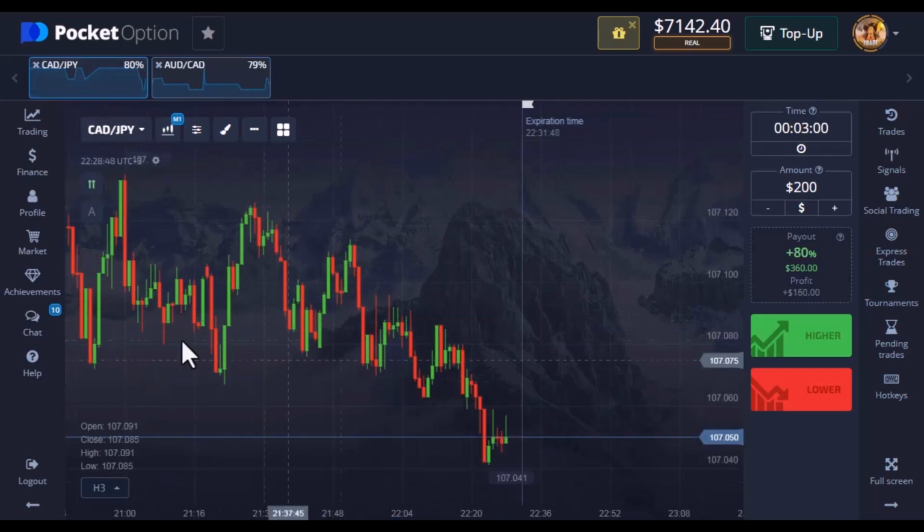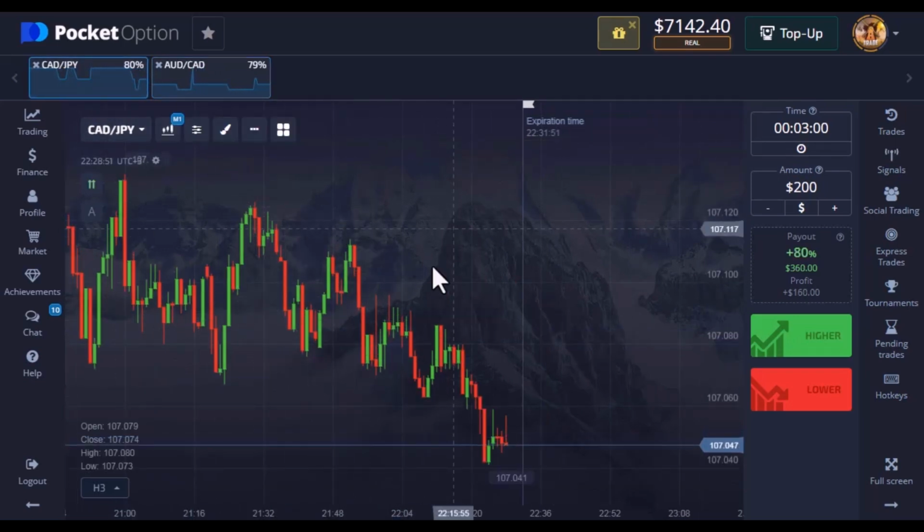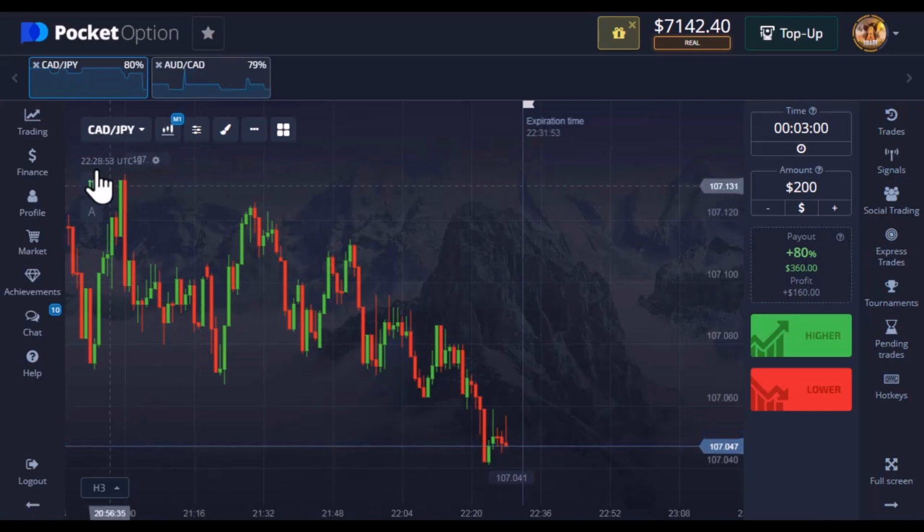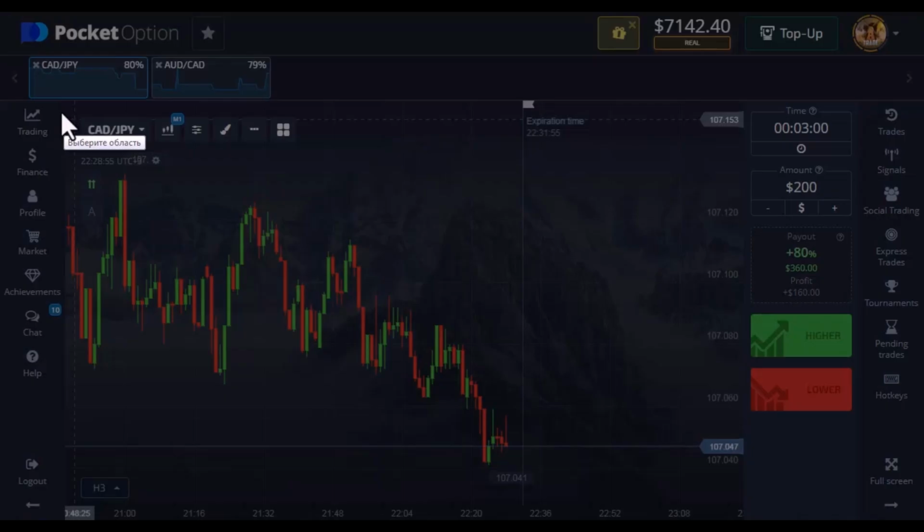And now guys, I believe that we should move on to our second currency pair for today, and exactly the pair of Canadian dollar and Japanese yen.